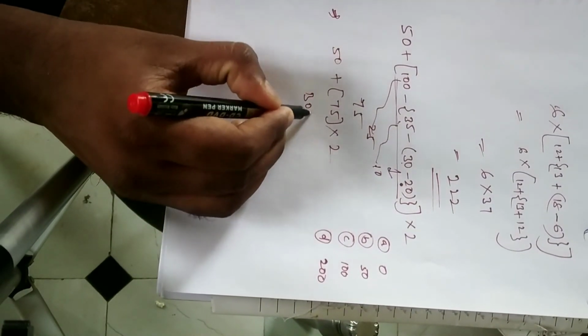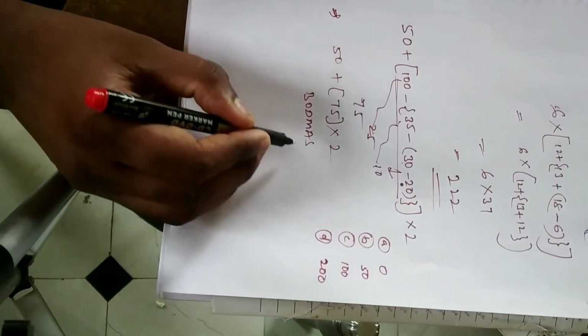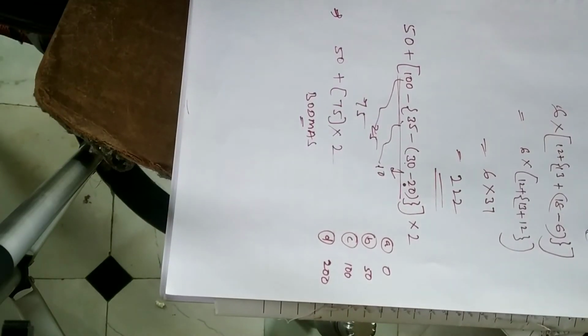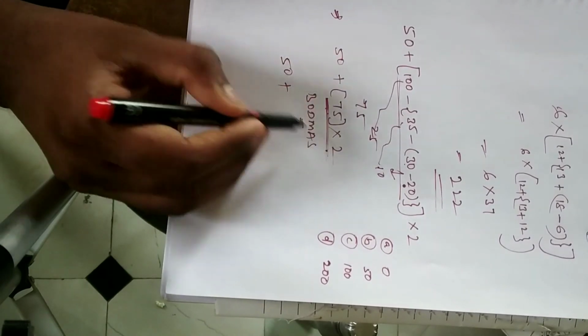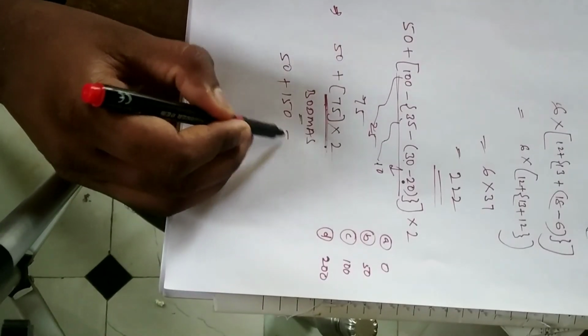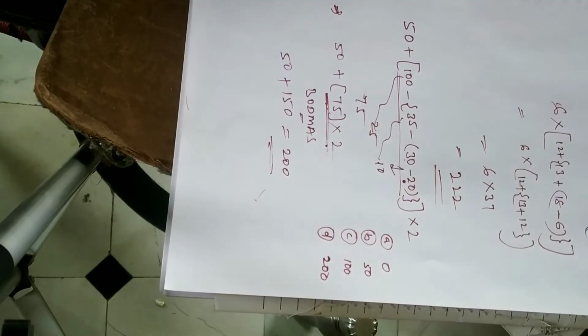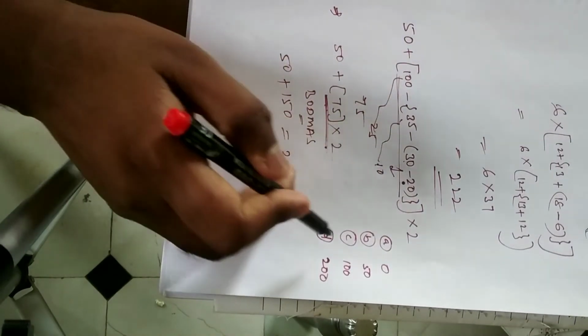According to the BODMAS, first multiplication. We have the multiplication. 50 plus 75 into 2, 150, is equal to 200. I hope you got the answer, right? Option D is the correct answer.